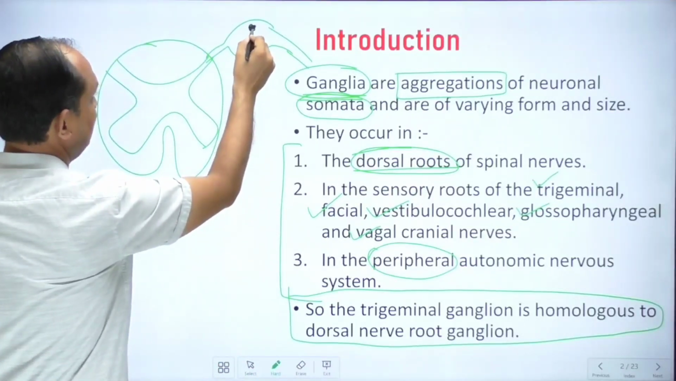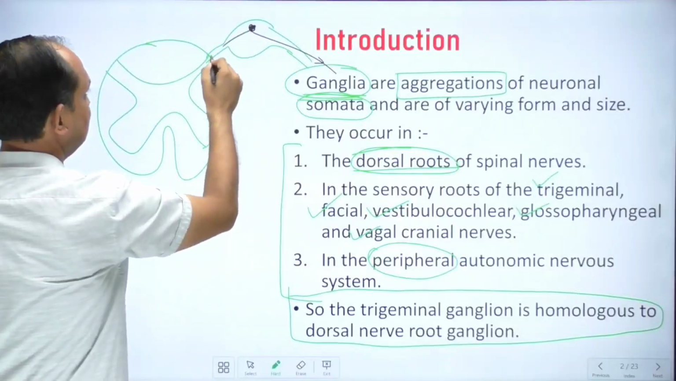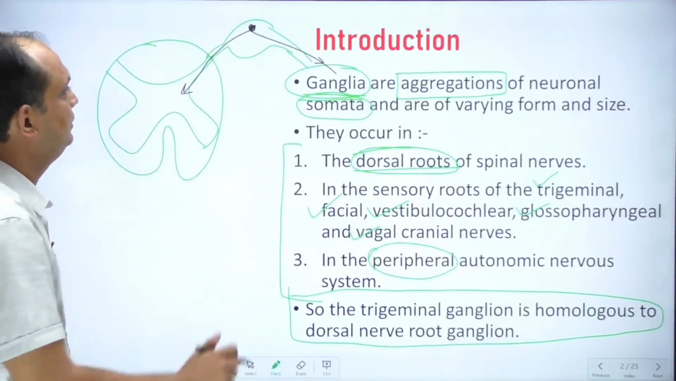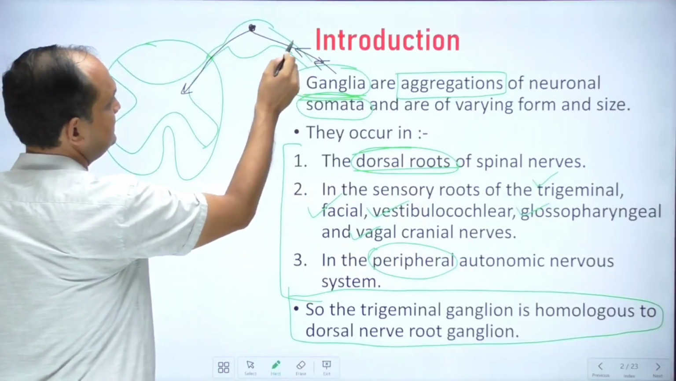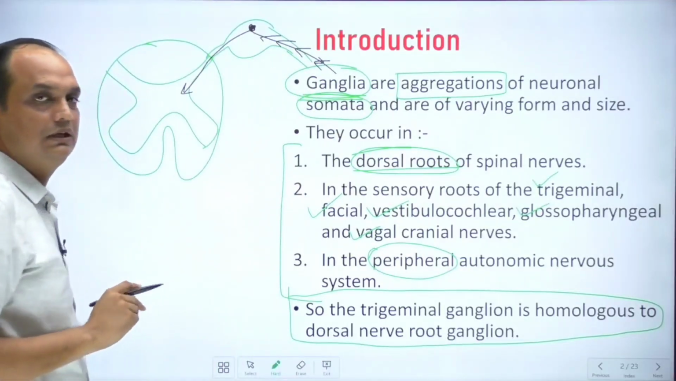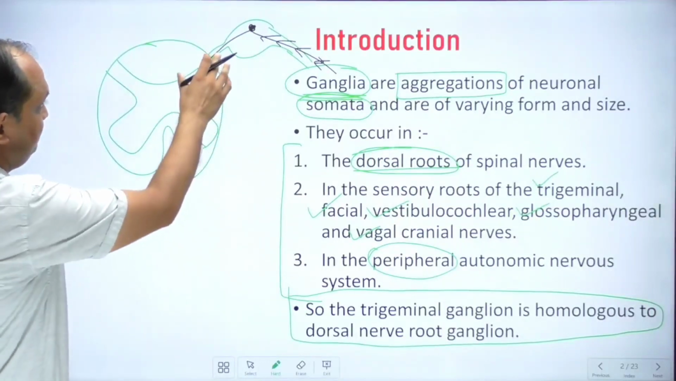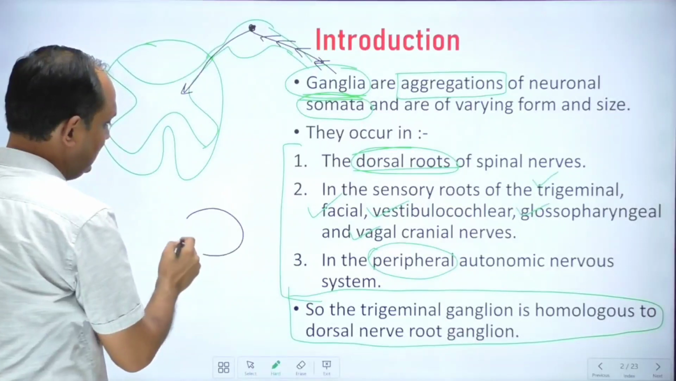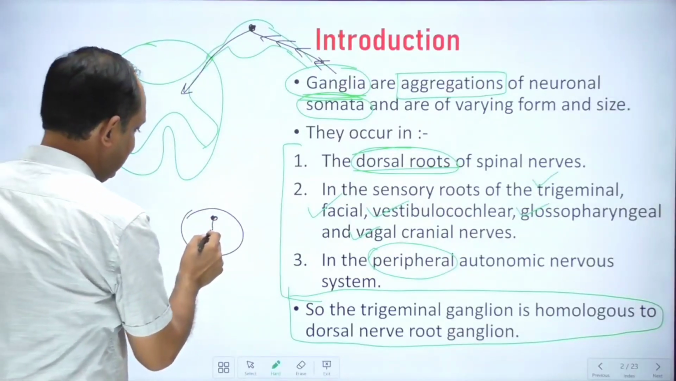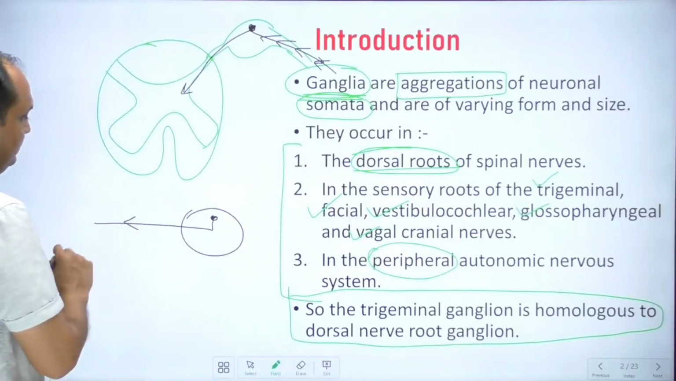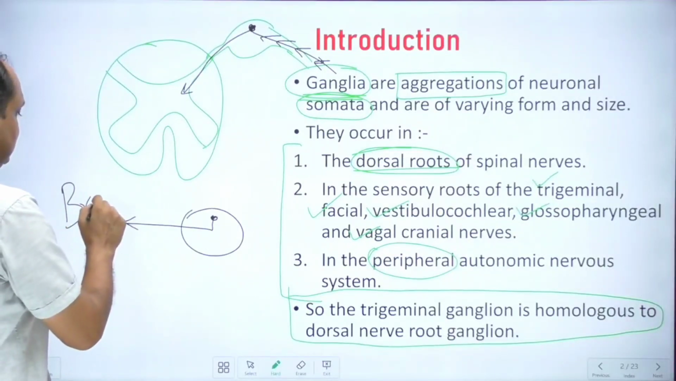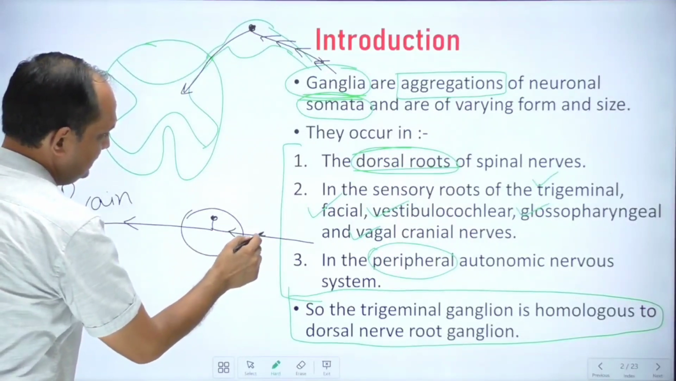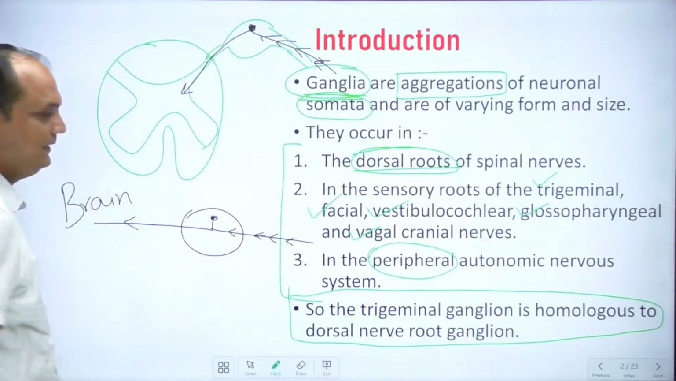This neuron has a peripheral process and a central process. The central process enters into the spinal cord, while the peripheral process takes the sensation from the periphery. In the same way, the trigeminal ganglia has neurons. The central process of these neurons will enter into the brain rather than the spinal cord, and the peripheral process of this neuron takes the sense from the periphery.